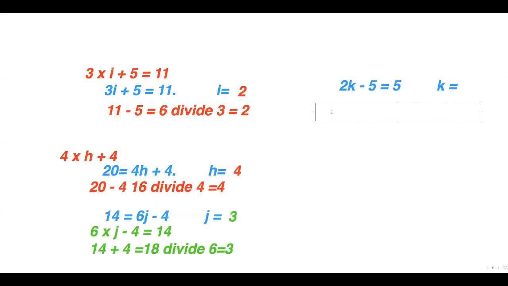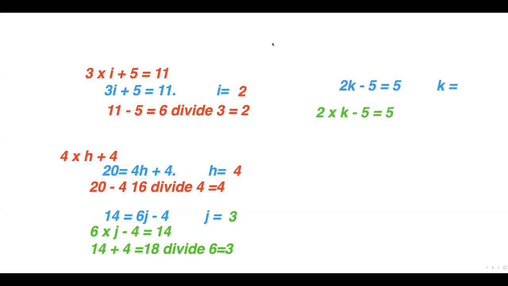So we've got 2k minus 5, so 2 times k minus 5. Now, if you remember BODMAS, or many of you know it as BODMAS maths, it is brackets, indices, division, multiplication, addition, subtraction. So you know multiplication always comes first. So 2, just space that out, times k minus 5 equals 5.